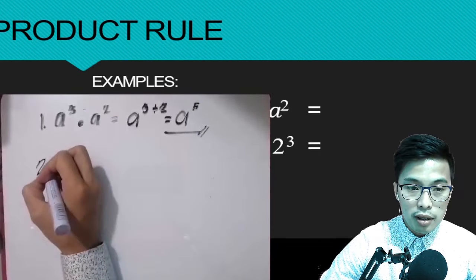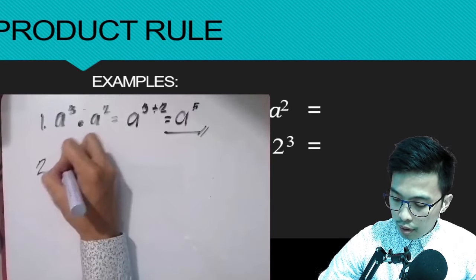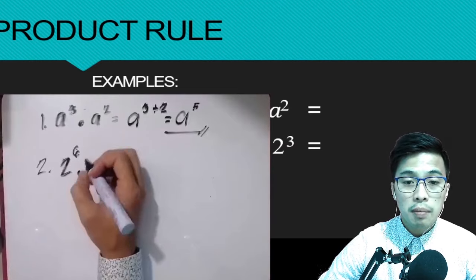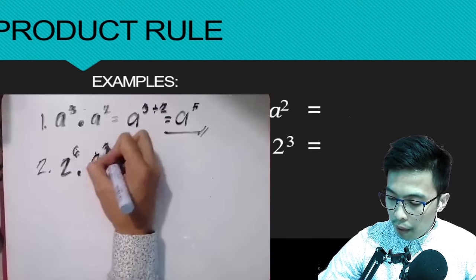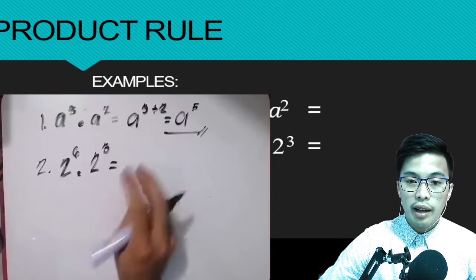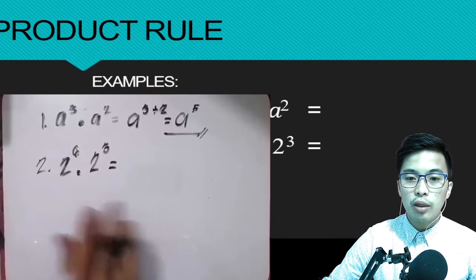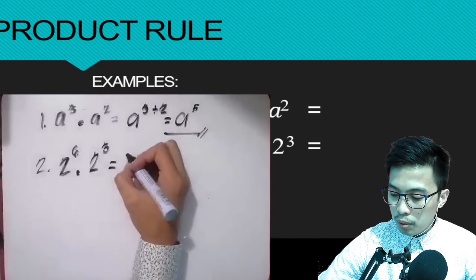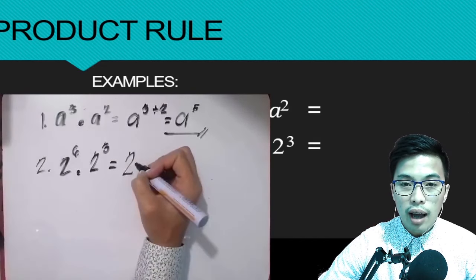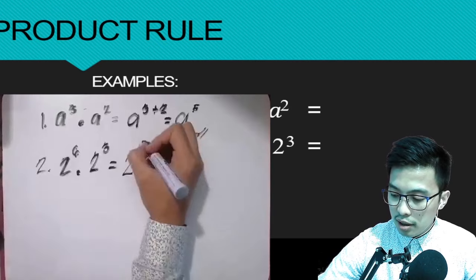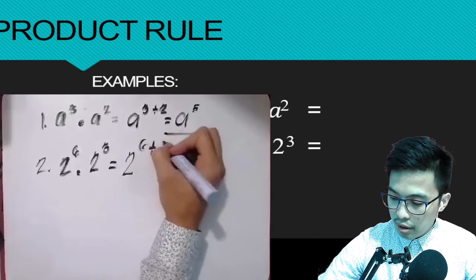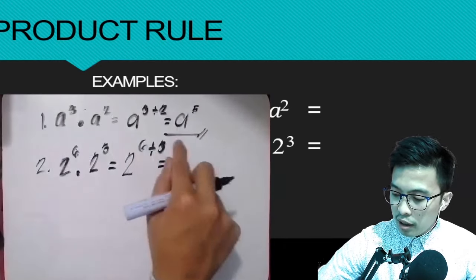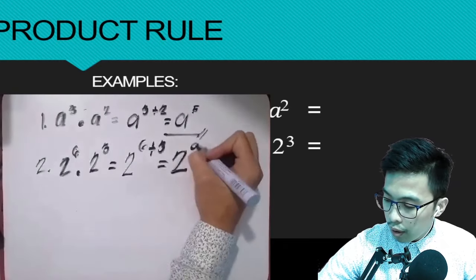And another example is we have 2 raised to the power of 6 times 2 raised to the power of 3. Again, same procedure that we've done in the first example. We just copy the base, which is 2, and then we add the exponents. That is 6 plus 3. Okay? 6 plus 3 is equivalent to 9.